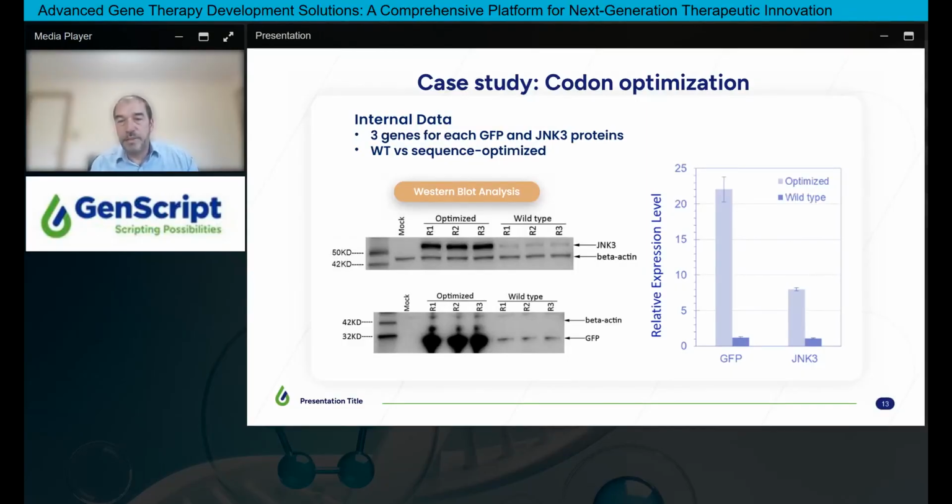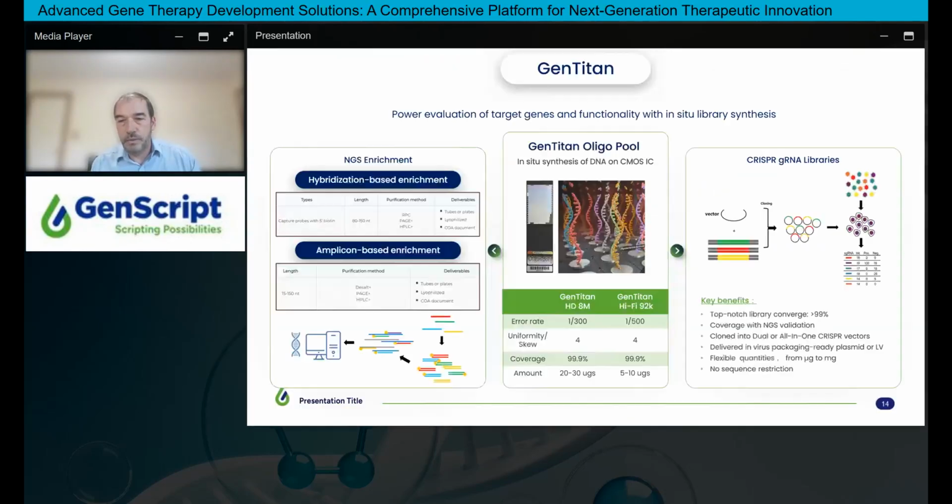Here is a quick case study about our gene synthesis and codon optimization. Here we are showing how powerful codon optimization can be for increasing your expression. We compared 3 clones each of GFP and JNK3 proteins, wild type and codon optimized. And you can see on the top here how much stronger the expression of JNK3 is with the codon optimization, and also of the GFP with the codon optimization compared to the wild type. So codon optimization can be a very powerful tool for you to increase your expression.